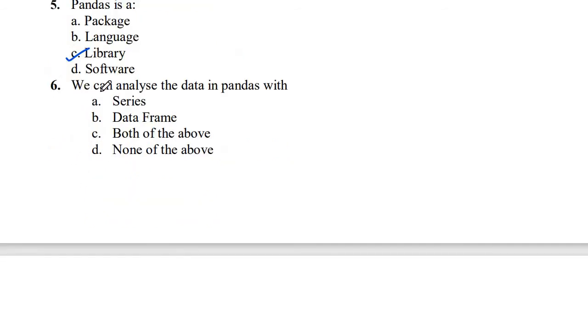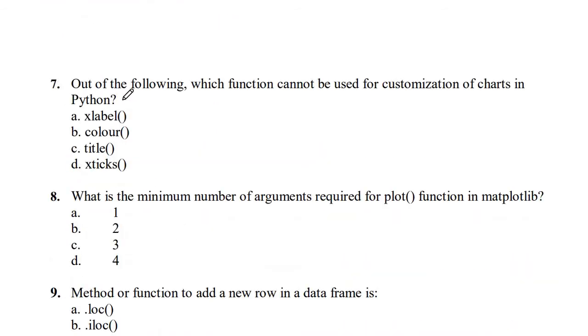Now come to question number 6. We can analyse the data in pandas with series, data frame, both of above. So yes, the answer is both of above. You can analyse series and data frame. These two are the basic data structures of pandas. Now come to question number 7. Out of the following, which function cannot be used for customization of chart in Python? So we have xlabel, we have title, we have xticks, but there is no color function in pandas.